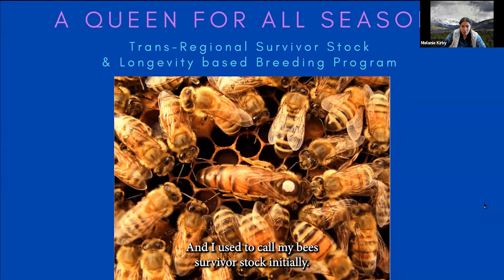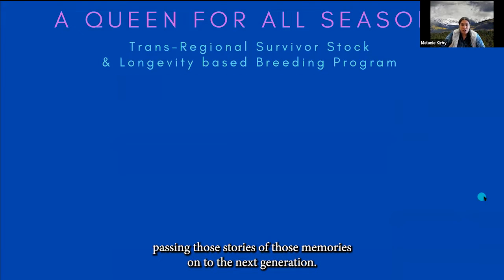I used to call my bees survivor stock initially, and then I came to find that a lot of people have their own definition. There's not really a solid format that people follow for it. So I decided to rephrase it and call it longevity-based. We select for longevity, which I mentioned, they have to make it through that 18-month threshold. And longevity is actually a heritable trait. So if you can find those bees that can endure, then the hope is that they're passing those stories and those memories on to the next generation.